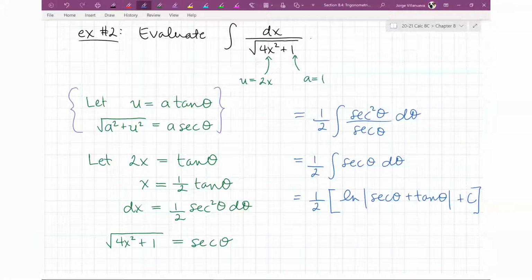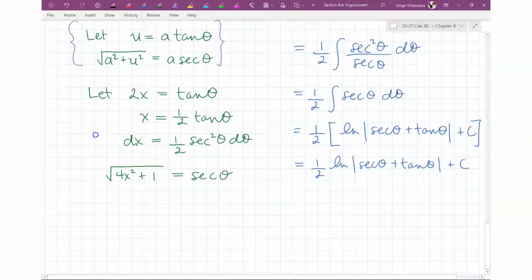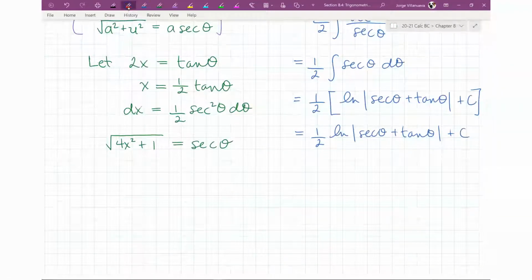So once we have that, let me just clean this up a bit. 1/2 ln of this. I can't just say that that's my final answer because my original problem started with x's. Okay, I need it to be in terms of thetas. Sorry, I can't have it in terms of theta. I need to have it in terms of x's, right? So this is where I draw my triangle.